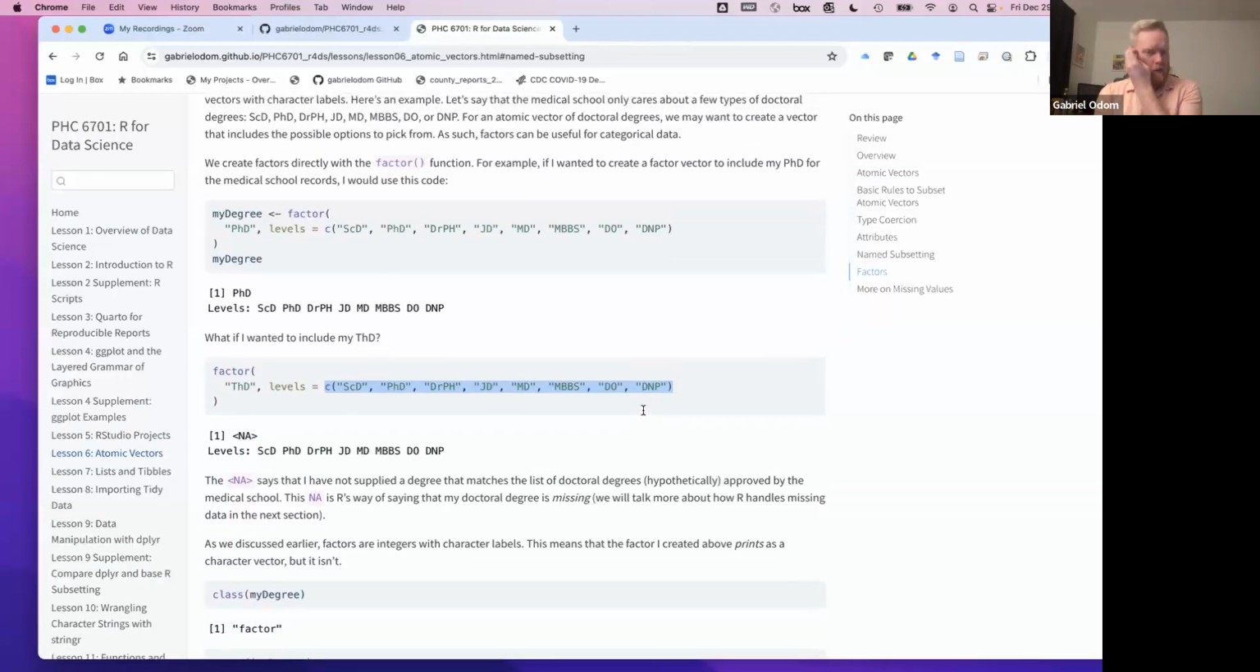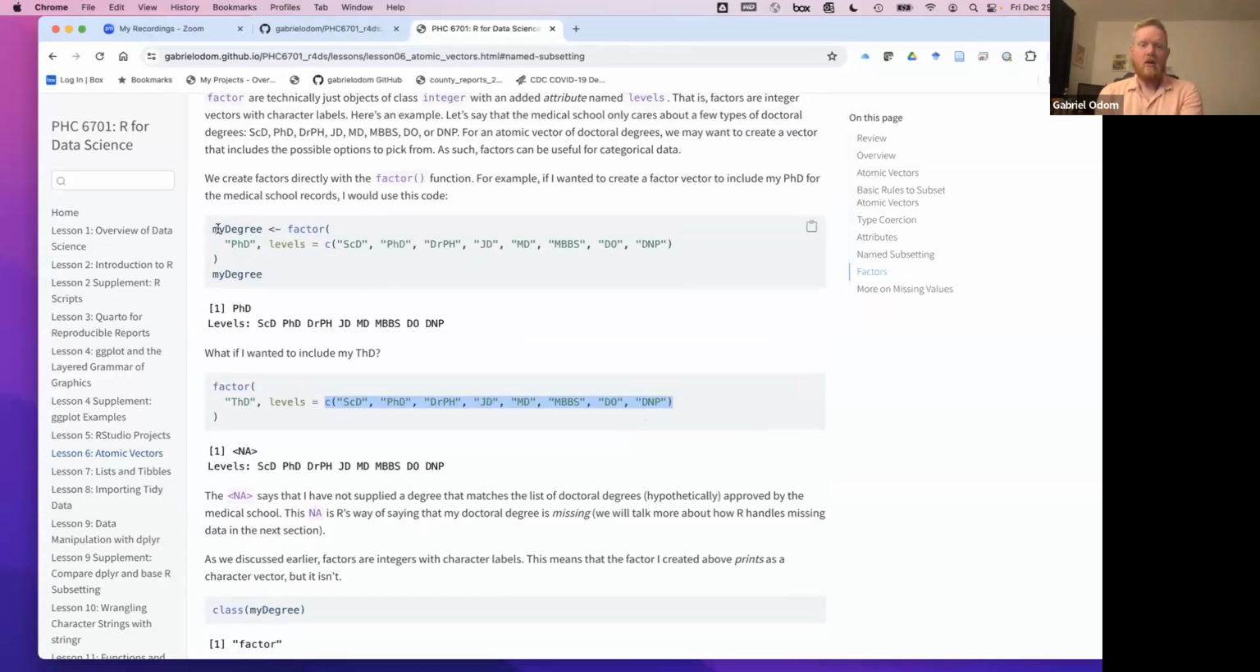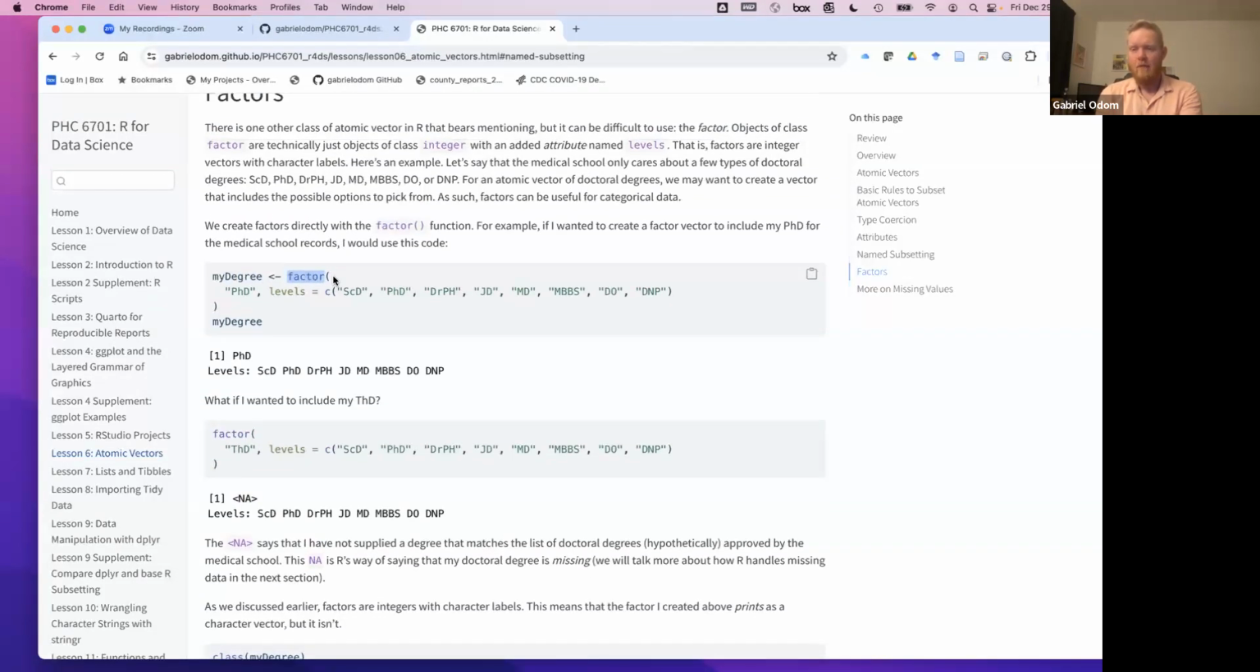So now this is a factor. We've said, okay, well, my degree is a factor, and we create factors with this function called factor. Factors usually supply levels, and that's what tells R that these are the options that you're allowed to have.